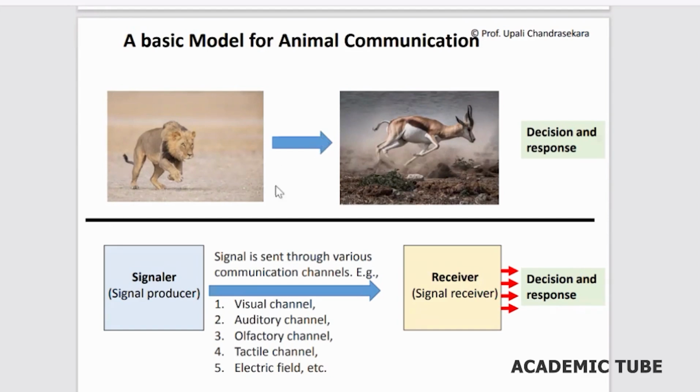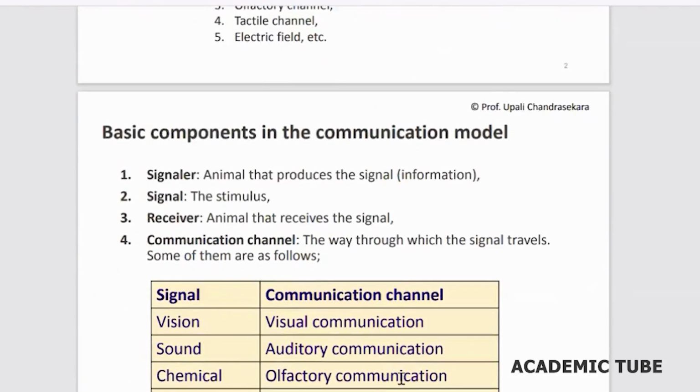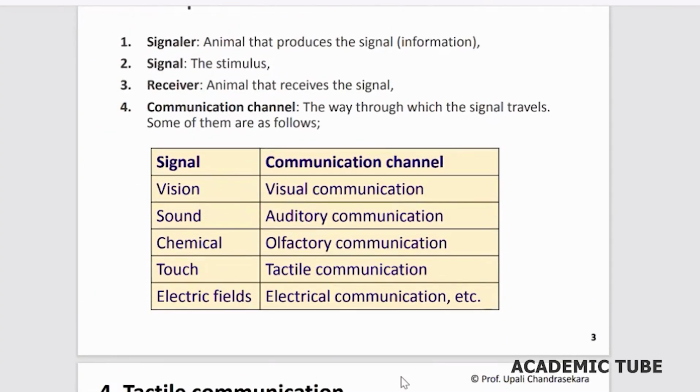So this again is the summary of what I told you. The signaler and the signal, it is received by the receiver, and the signal is sent by a communication channel. There are so many different communication channels. The major communication channels are the visual channel, the auditory channel, and olfactory channel, right? So like I said, we are going to talk about the tactile communication and the electrocommunication today in this lecture.